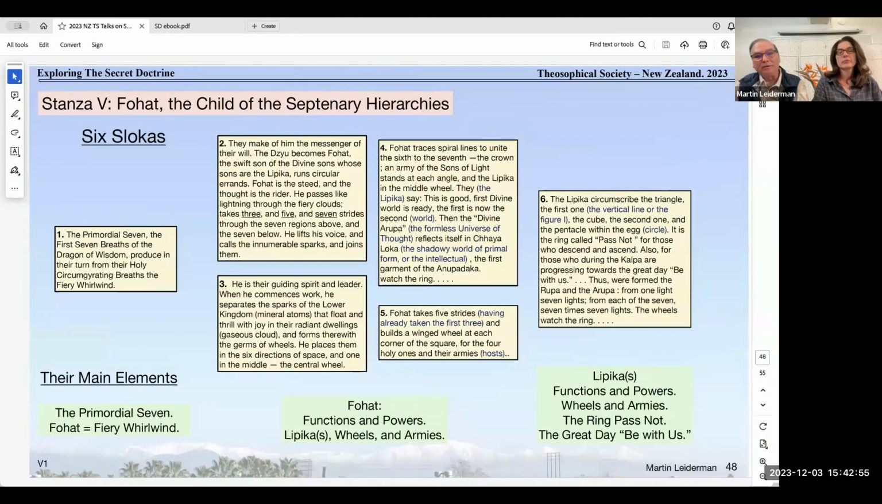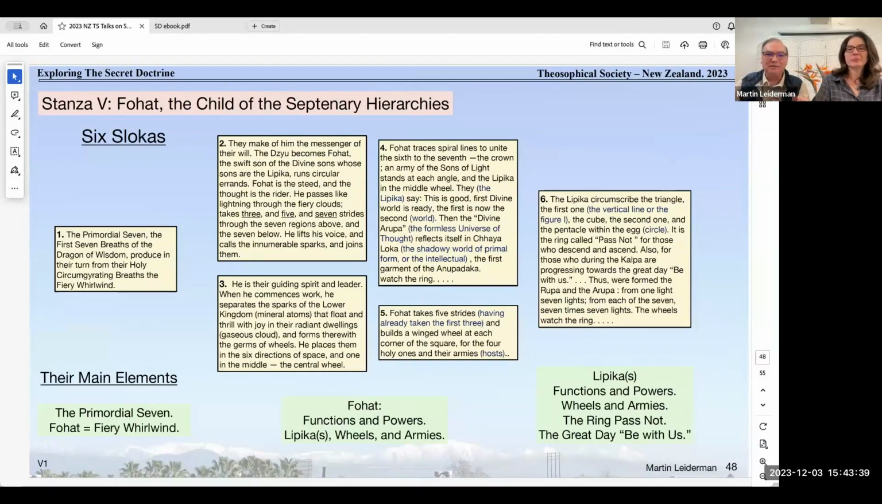And then you're going to notice that in stanza 5, as you study this, and by the way, I'm sorry, Fohat, you're going to study and figure out that she's describing Fohat's functions and powers, and then she's going to describe the Lipikas, wheels, and armies. In Sloka 6, Lipikas, more functions, more powers, more about the wheels, which is our planet Earth and the solar system and the planetary chains, but she's going to go to something extremely theosophically yummy. Ring pass not, and the great day be with us.